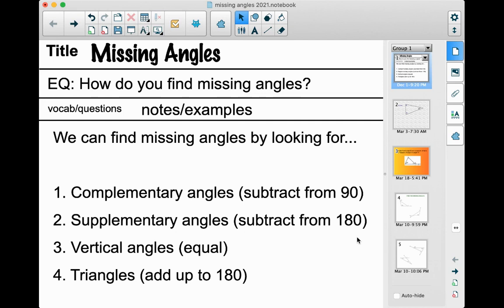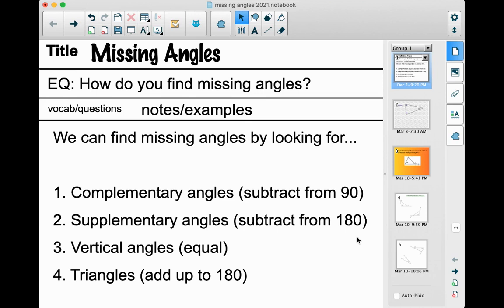We're going to look for vertical angles. Remember, vertical angles are equal. So if I know what one of the angles is, I know the other angle is the same thing if they're vertical. Last thing I'm going to be looking for, which is kind of a follow up to yesterday, we're going to be looking for triangles. Remember, we learned that all the angles in a triangle add up to 180 degrees. So if I know two of them, I can figure out what the third one is.